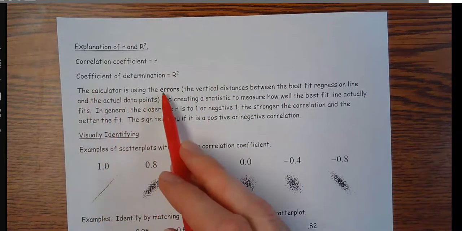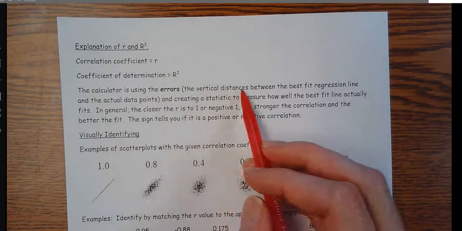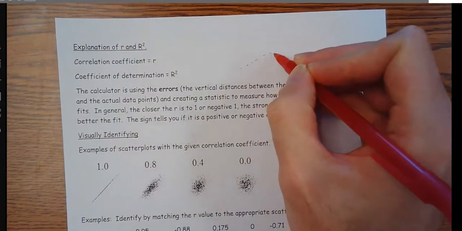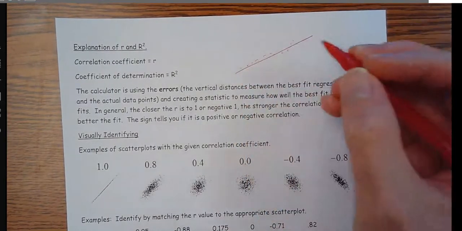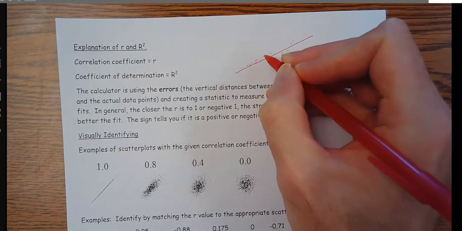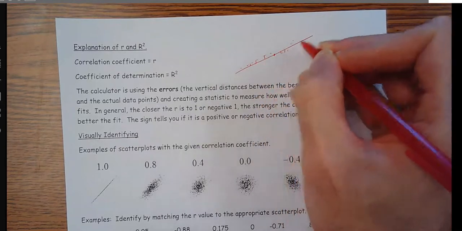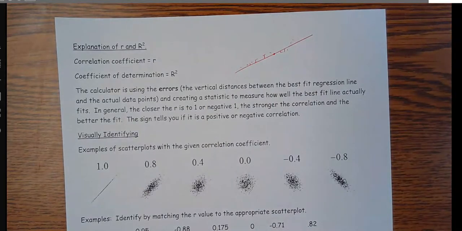So what the calculator is doing is it's using the errors, which are the vertical distances between the best fit line and the actual data. Okay, so you got those points going through here like this, and the line goes through it. It's a little bit off, a little bit off, a little bit more off. That one's almost perfect, a little bit off, a little bit off. These are all the vertical lines. It's making a statistic out of that, and it's trying to measure how well it actually fits. So in general, the closer R is to 1 or -1, the stronger the correlation and the better the fit.